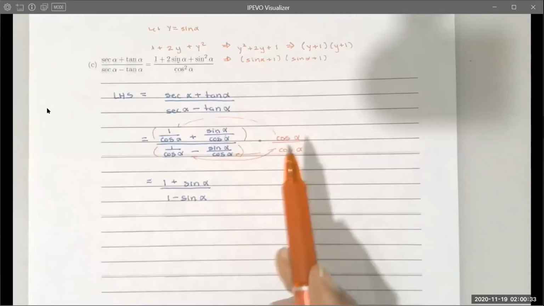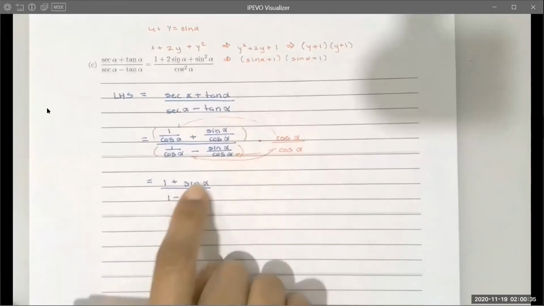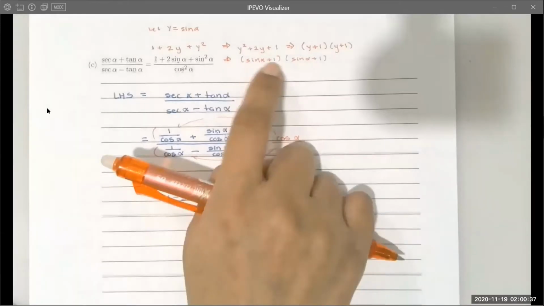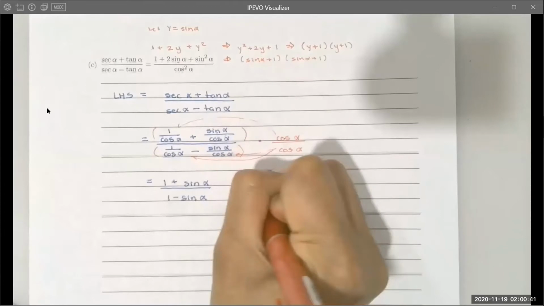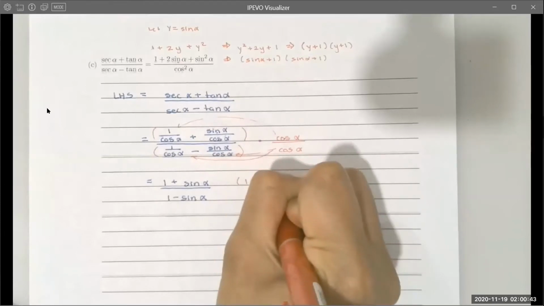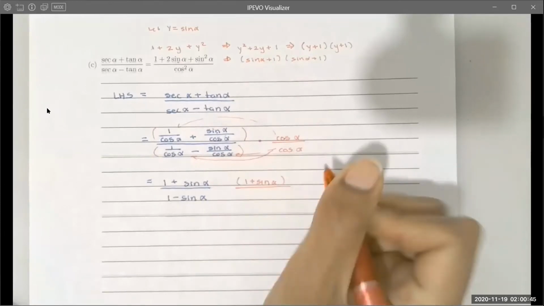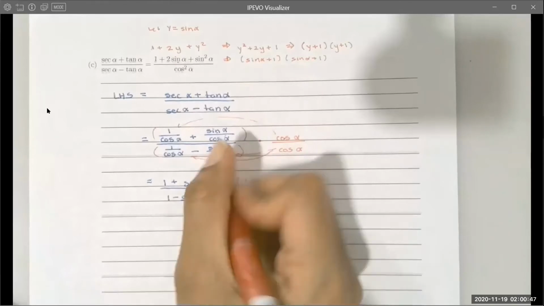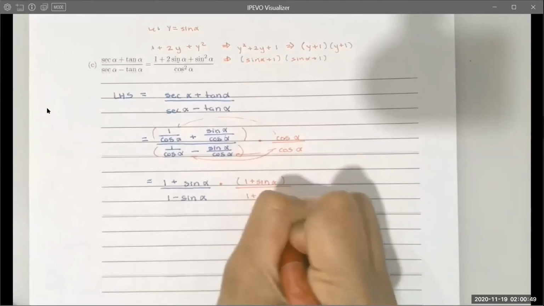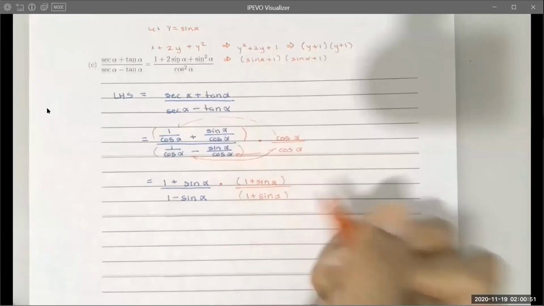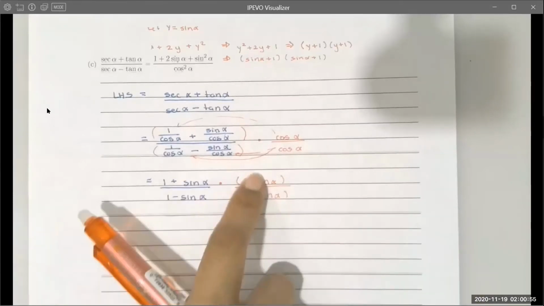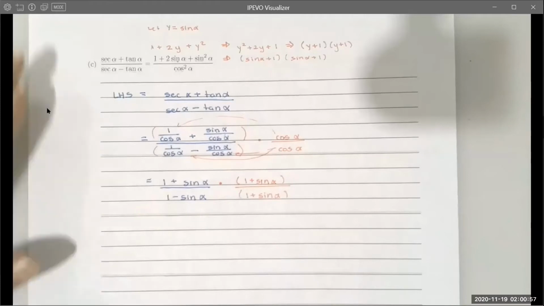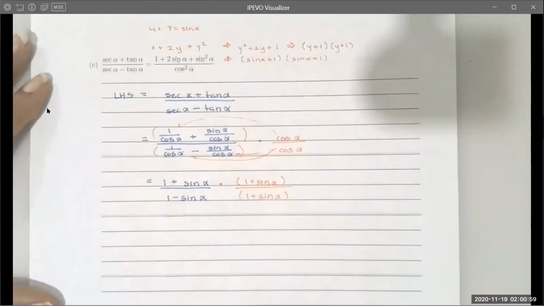So if I want to go from 1 plus sine alpha to this product of 2, I just have to multiply by another one. I just have to multiply by 1 plus sine alpha. But whatever I do to the numerator, I have to make sure that I also do to the denominator. Otherwise, I'm going to change the value of the fraction. And here I'm just multiplying by 1.